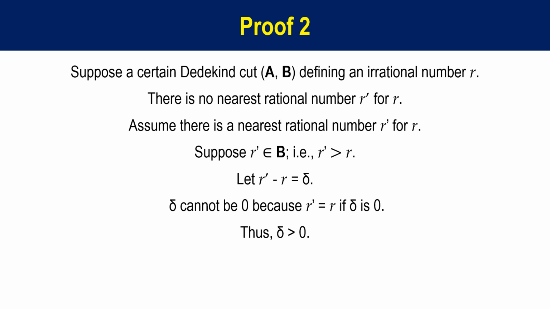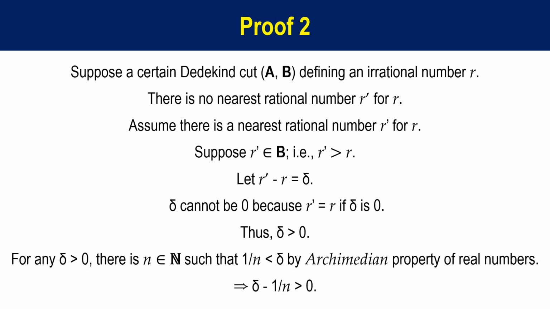Delta cannot be 0 because if delta is 0, R prime equals R. Thus, delta is larger than 0. For any delta larger than 0, there is n in natural numbers such that 1 over n is smaller than delta by the Archimedean property of real numbers. Thus, delta minus 1 over n is larger than 0.